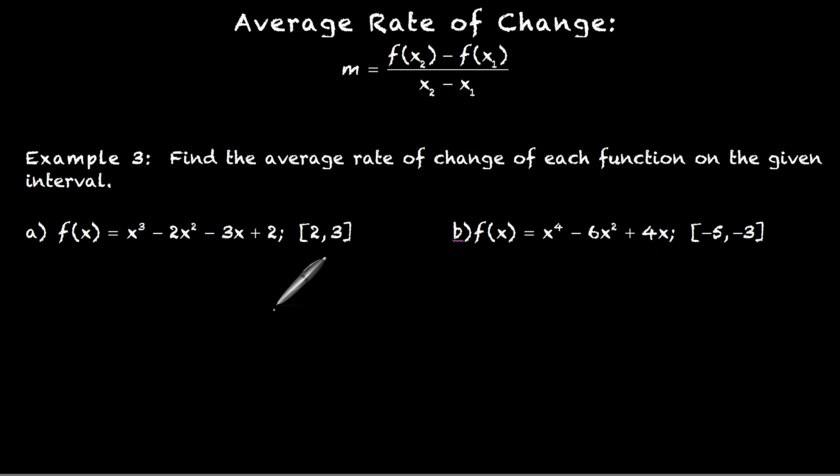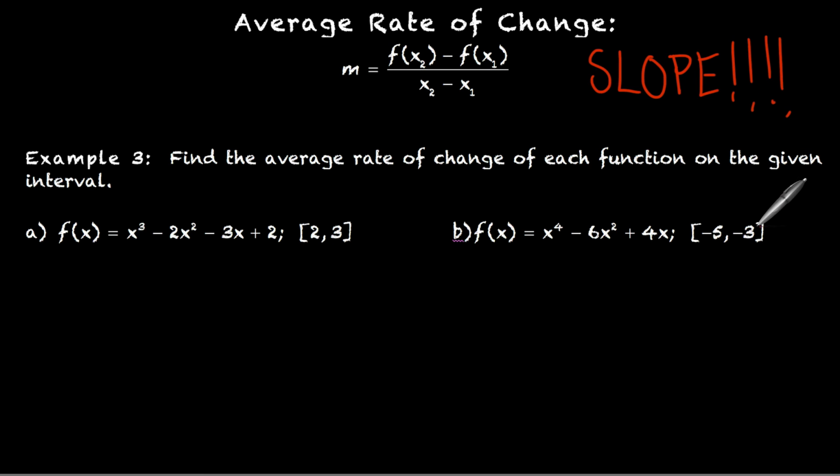All right, we're going to move on to average rate of change. When you see the words average rate of change, I want you to immediately think of slope. That's exactly what this is. This is something you've done many times before in your algebra curriculum. y2 minus y1 over x2 minus x1. It's just slope.